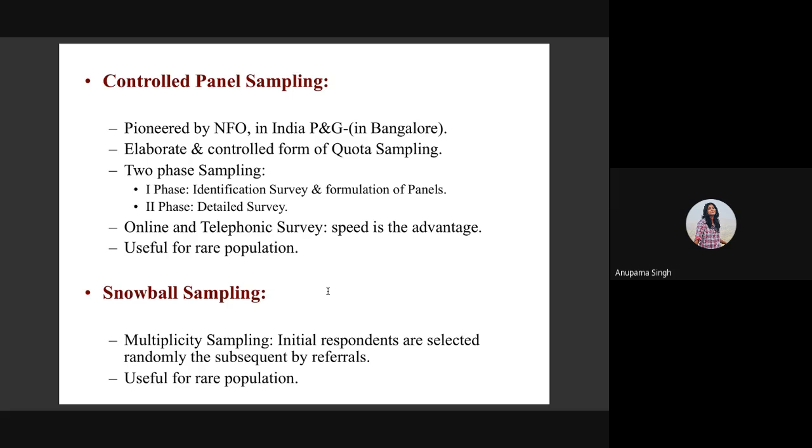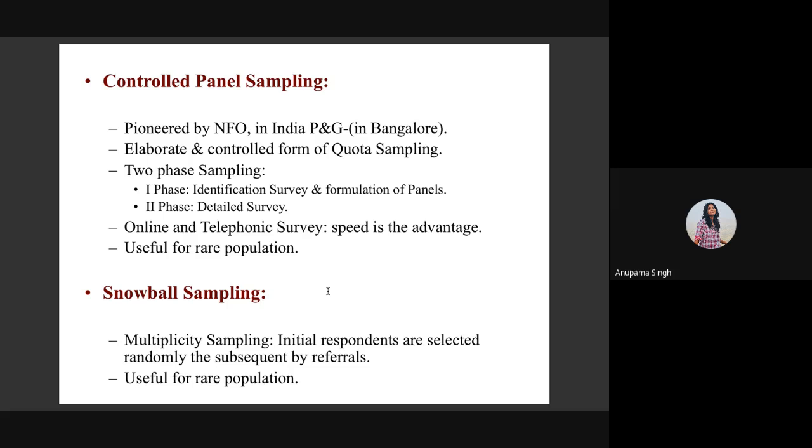Now, COVID was one incident, rare population in the sense of a population where all the listing and all the data is already available. Otherwise, it will not be appropriate, because if the data is not available, then the whole survey can become biased. Then we have snowball sampling.